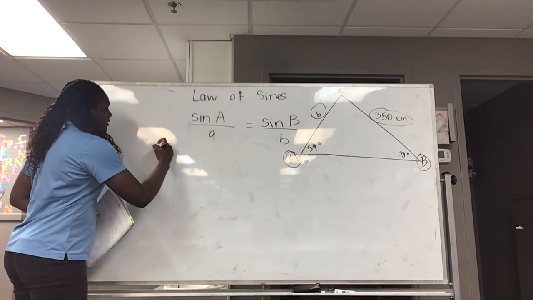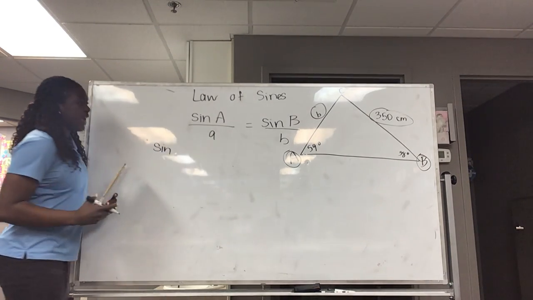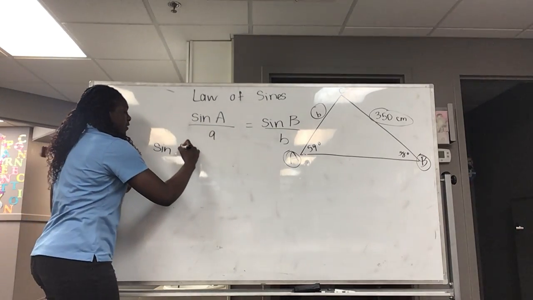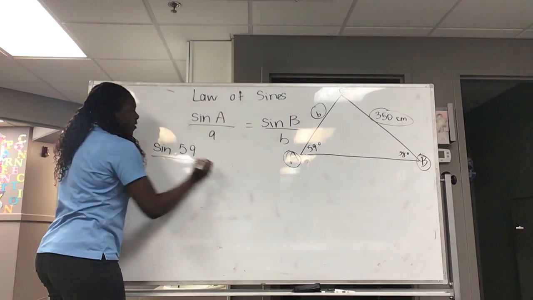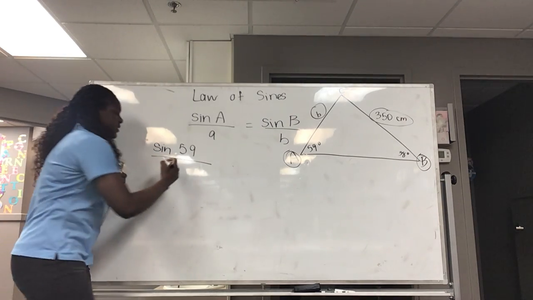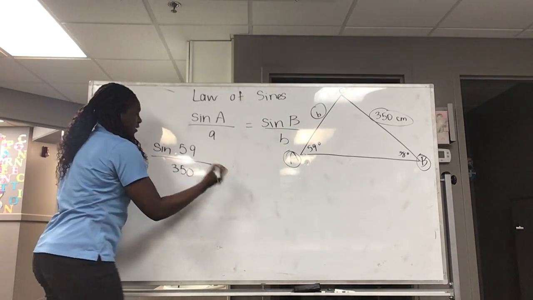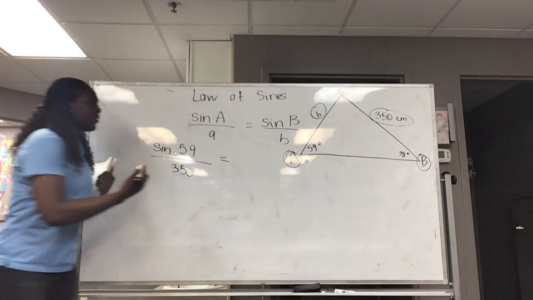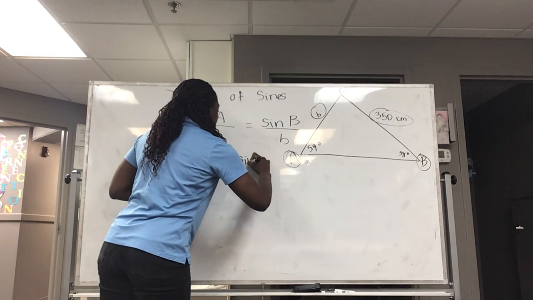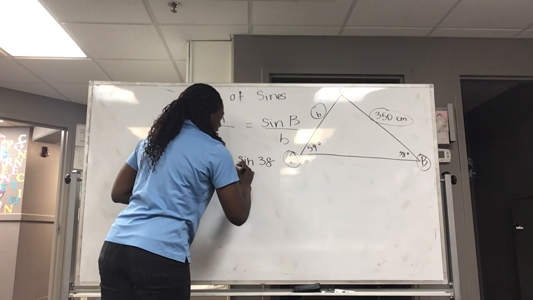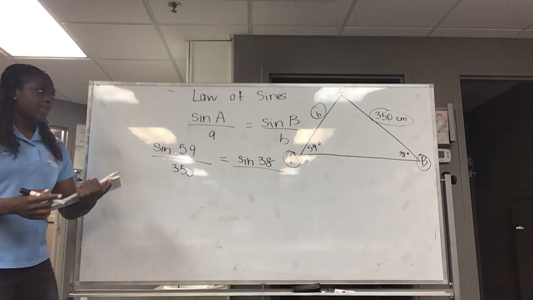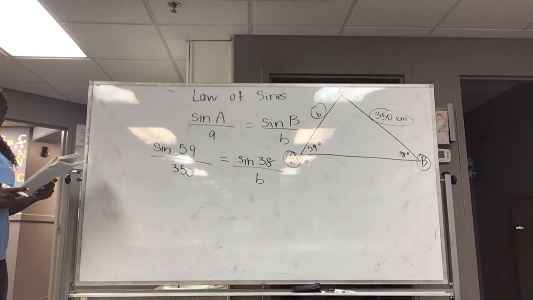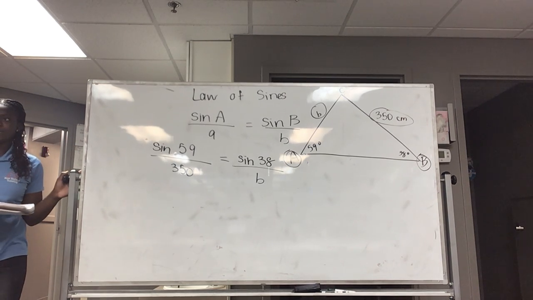So let's go plug into our formula. Sine of A, the angle is 59 degrees, so I'm gonna write that here, over our side length of A, which is 350 centimeters. That's equal to sine of B. We do know angle B is 38 degrees, and then the side length of B is what we're looking for, so I'm just gonna leave that as b. Okay, is everyone following along so far?